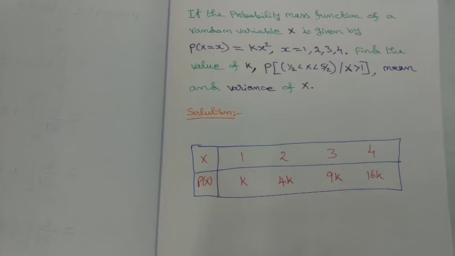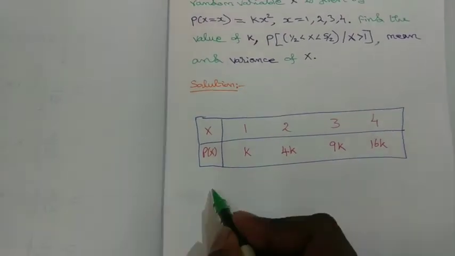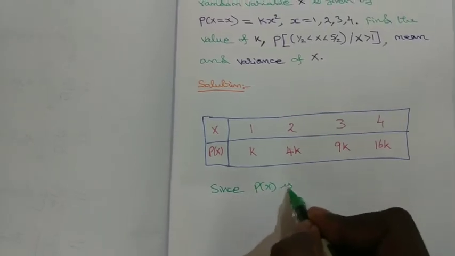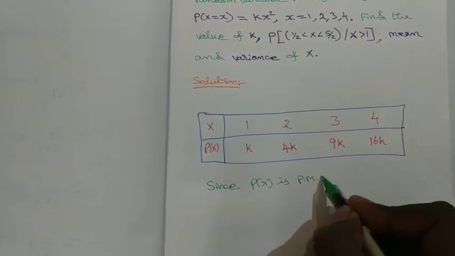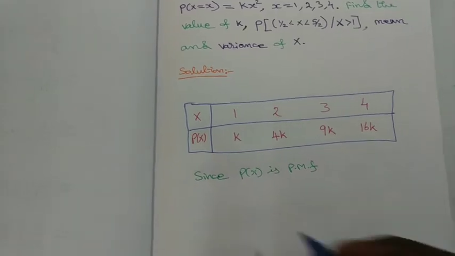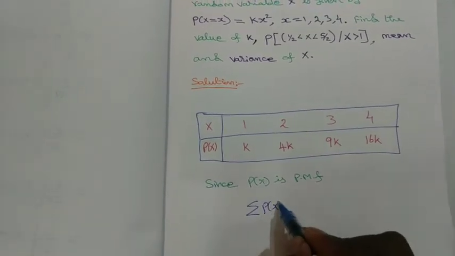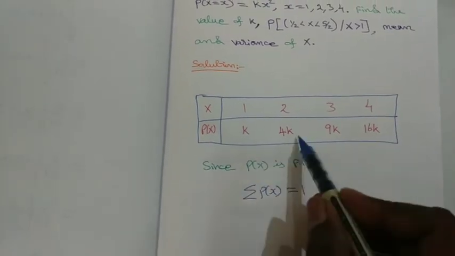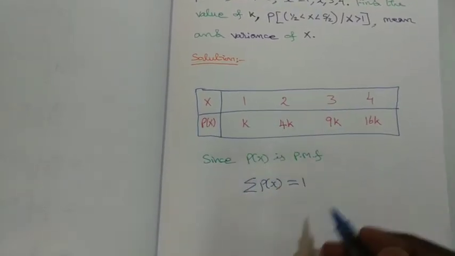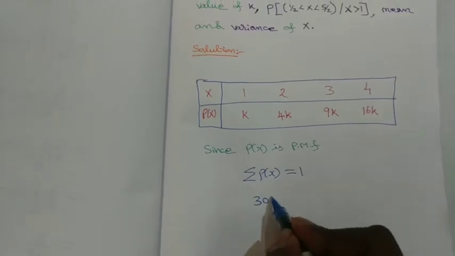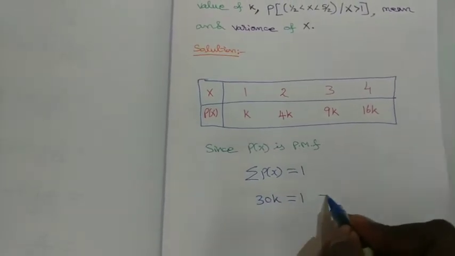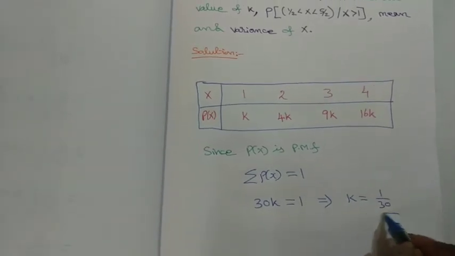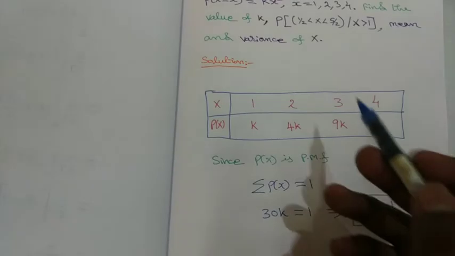Okay, and in the probability mass function, since P of x is a probability mass function, therefore the sum of the probabilities is 1. So add all the probability values. This is 5, 14, 30. Therefore the sum of the probabilities, 30k, is equal to 1, which implies that k is equal to 1 by 30. So this is the value of k. So the first question is over.